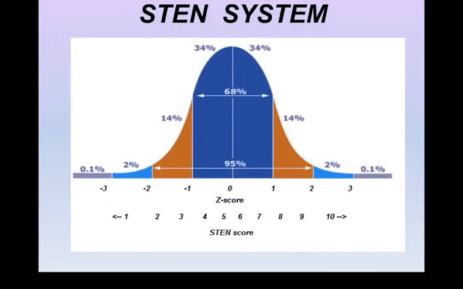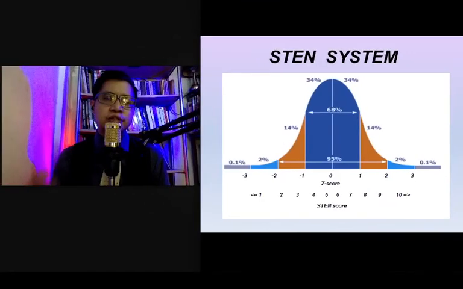Remember, STANINE is short for Standard 9. STAN is short for Standard 10. So ibig sabihin lang yan, sa sistema ng STAN, imbis na 9 groups ang gagawin natin, we are using 10 groups. So, in the STAN system, we are going to group the scores into 10 groups. And same logic, the more the score approaches 1, the lower the score. The more the score approaches 10, the higher the score.